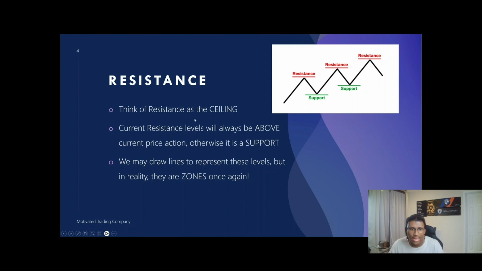Resistance. Think of resistance as the ceiling. Price action is always going to be below it. Current resistance levels will always be above price action. Otherwise, it is a support. Again, we might draw lines to represent these, but they are zones once again, and we have to treat them as such. Now, we see here a little image, just giving you a good idea of how they work. Support is below, resistance is above. Support below, resistance above. Remember that, say it over and over. Y'all got this. Next slide.